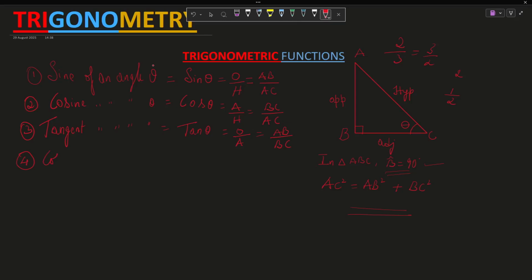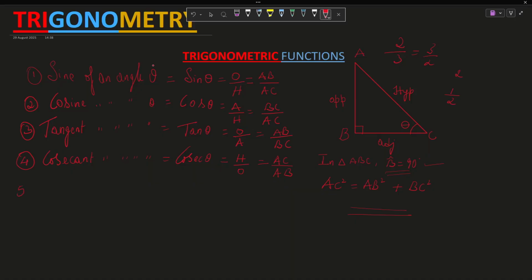sine is called cosecant. C-O-S-E-C-A-N-T. Cosecant of an angle theta is called cosec theta. Cosec theta is equal to, I said it's a reciprocal. Sine is what? Opposite by hypotenuse. So the reciprocal of that is going to be hypotenuse side divided by opposite. So hypotenuse is AC divided by opposite, which is AB.